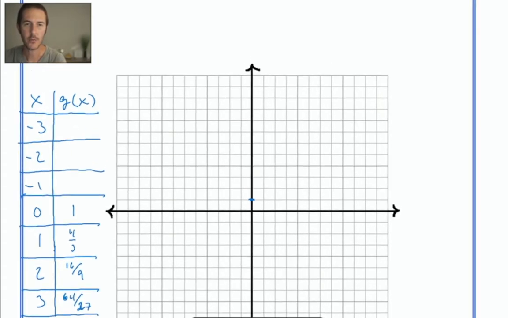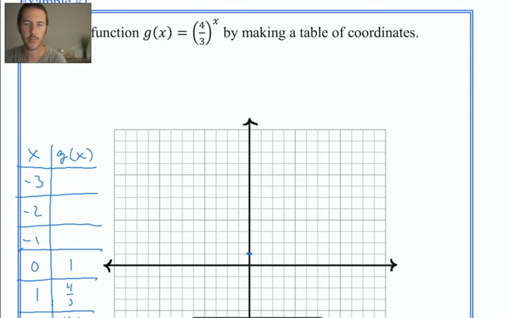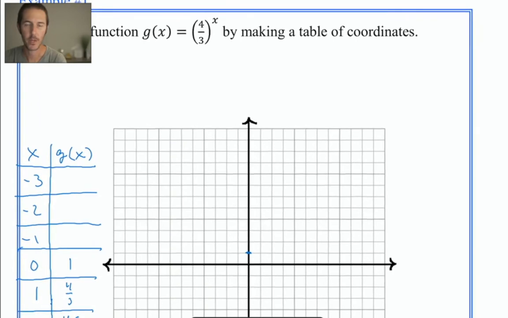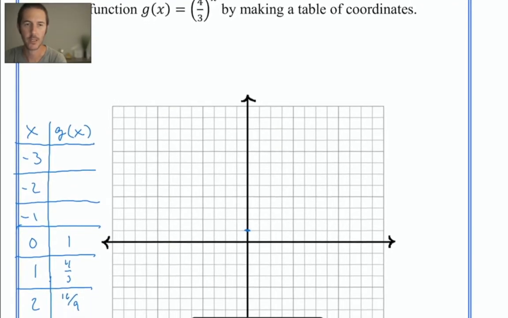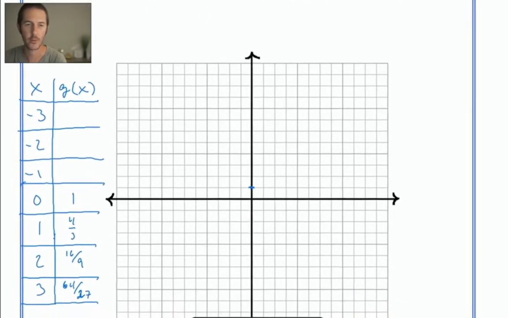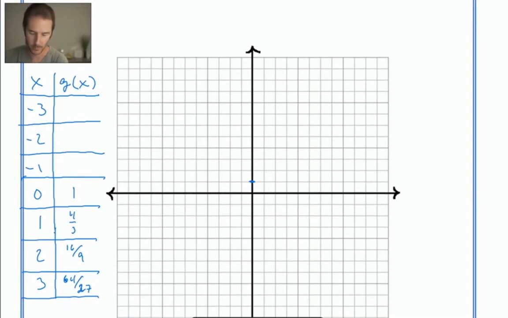With an x value of 0 plugged into our function, we have 4/3 to the power of 0. And as we talked about already, anything to the power of 0 is equal to 1. So you see our y value of 1 there. And then if we take our x value of 1 and plug it into our function, we get 4/3 to the first power. Anything to the first power is itself. So there's our y value of 4/3.